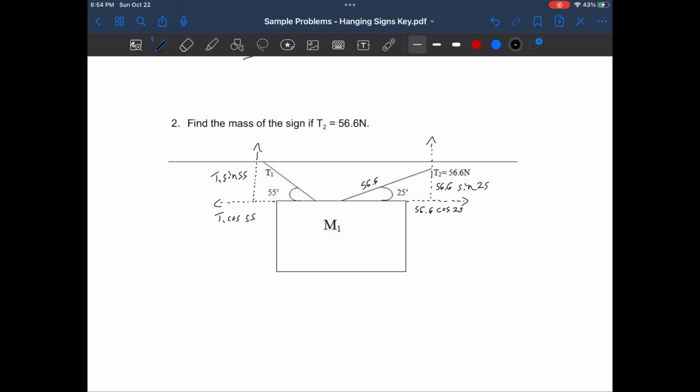Now we can calculate both of those in our calculator, so let's go ahead and do it now. If you do it later and carry the decimals, you might get a slightly different answer, but it's just rounding errors and it's not going to cause an issue. We want to make sure we understand the problem. 56.6 cosine 25, put it in my calculator, I got 51.297. On the vertical side, 56.6 sine 25, I got 23.920 newtons.